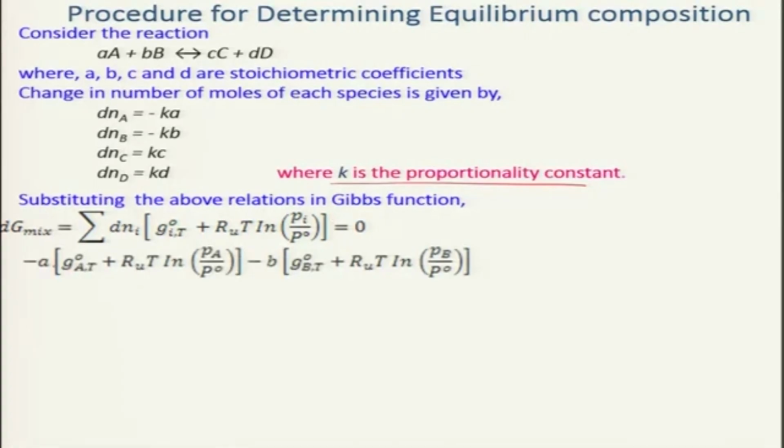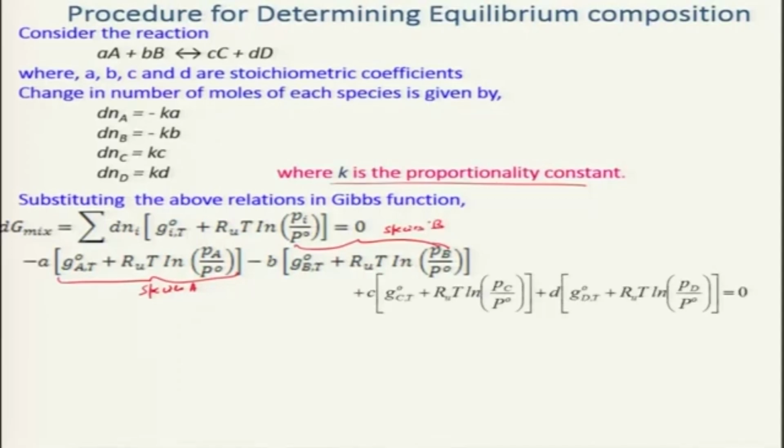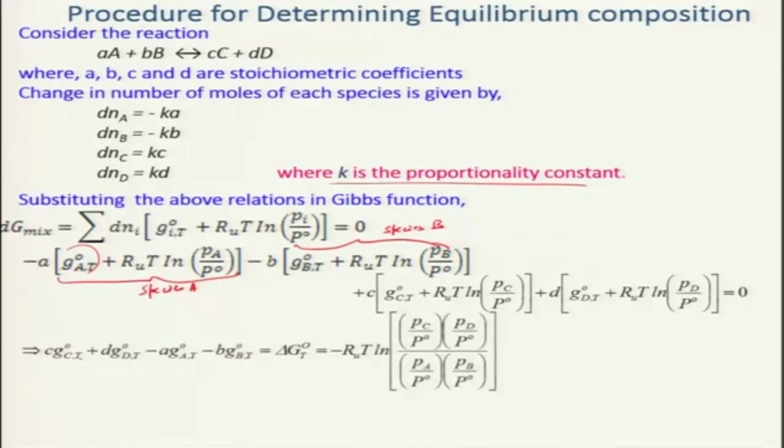For the reactant side it will be a, dNA, where the Gibbs function is G_A at T plus R_u T ln, this is for species A, this is for species B, and this is for species C and then D. Now what we will do is put together the Gibbs function at the standard state for all the species, that is c G_C minus d G_D and so on.